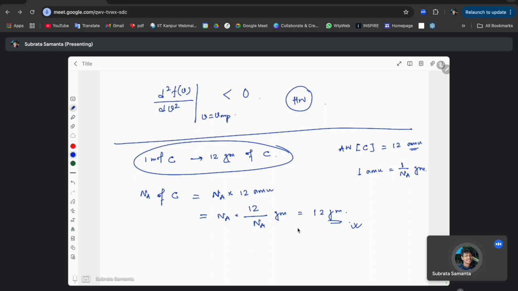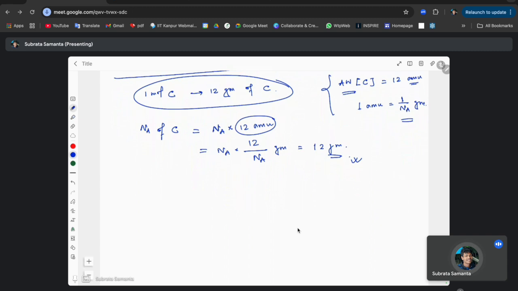So in this way you can check that. 1 carbon is basically 12 mu because the atomic weight of carbon is 12 mu. And Na number of carbons is equal to Na times 12 mu, and if you know 1 mu is basically 1 over Na gram, it's basically 12.